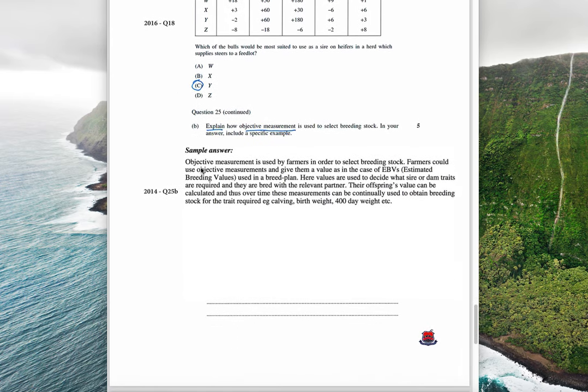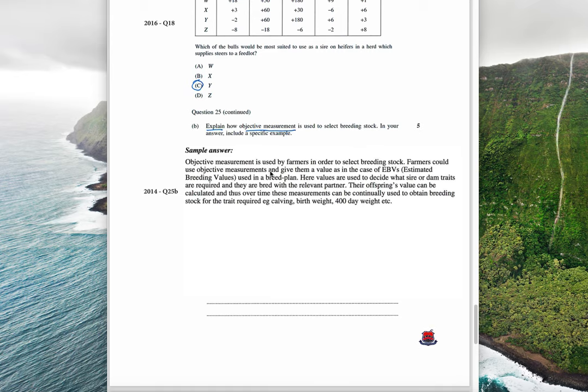This next question from 2014: explain, so cause and effect, how objective measurement is used to select breeding stock. In your answer, include a specific example. So straight away that's saying you need to mention EBVs and Breedplan here. And basically also you need to talk about why objective measurement is good, what it is and why it's good. So again, this is a sample answer off the Board of Studies website. It's basically showing you the minimum amount that you need to get the marks. I'd always hope that you would put more detail in than this.